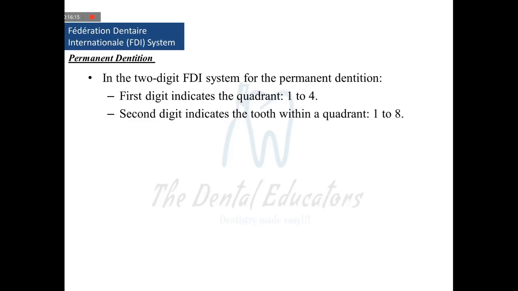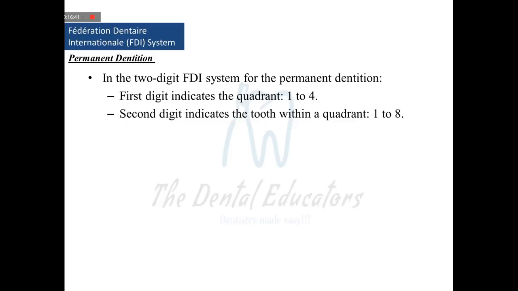Whereas in the case of the permanent dentition, we count the quadrants from 1 to 4 rather than from 5 to 8. And we are counting 8 teeth in each quadrant in the case of permanent dentition, because in each quadrant we have 8 teeth in permanent dentition. Whereas in deciduous dentition, we were just counting 5 teeth, because in deciduous dentition we have 5 teeth in each of the quadrants.